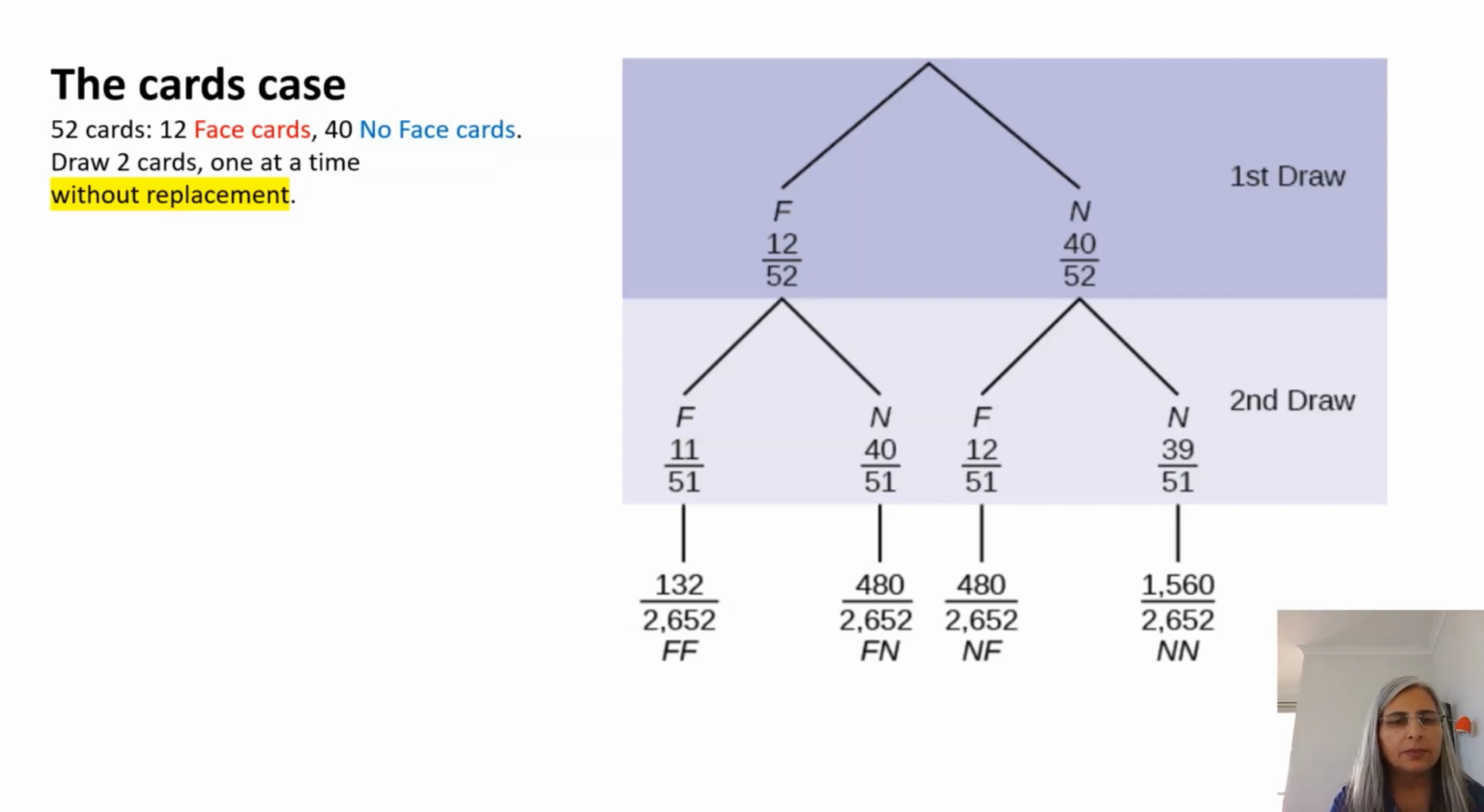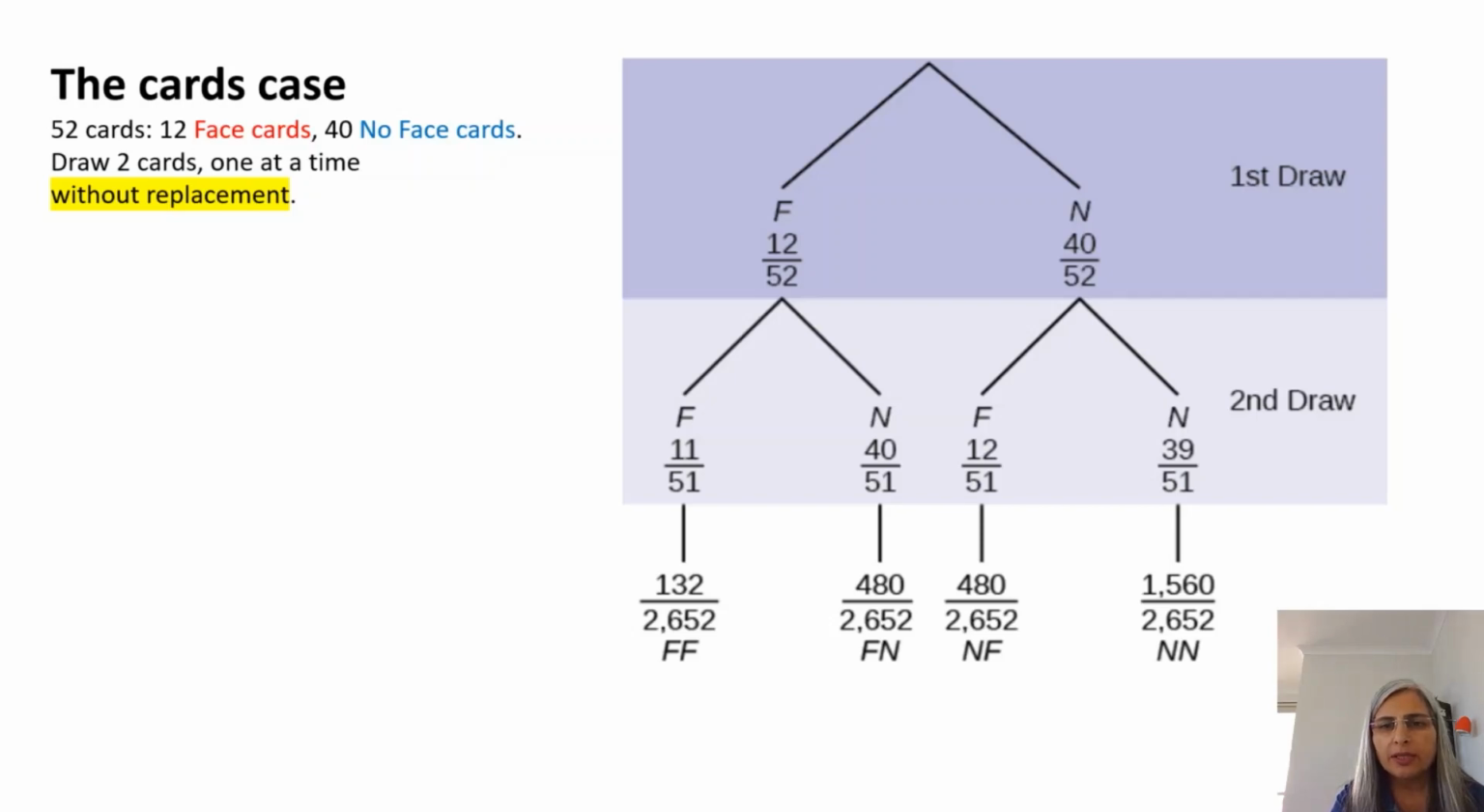The third example is about a set of cards. We know that there are 52 cards in a deck with 12 face cards, the king, the queen, and the jack times 4. And there are 40 cards left, which are non-face cards. We draw two cards, one at a time, without replacement. So it is another example of the case when we don't replace the first pick.